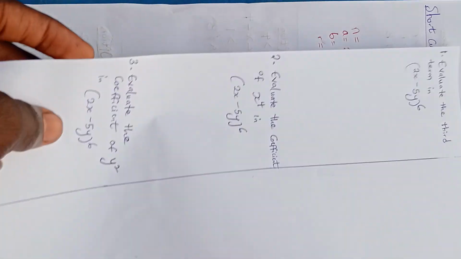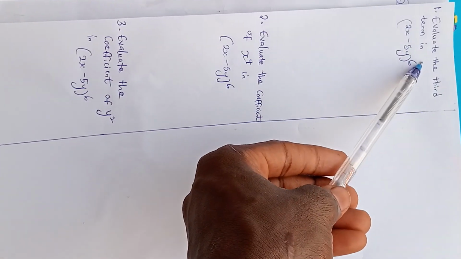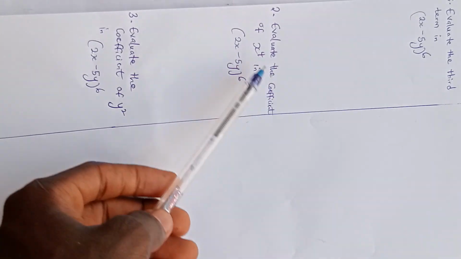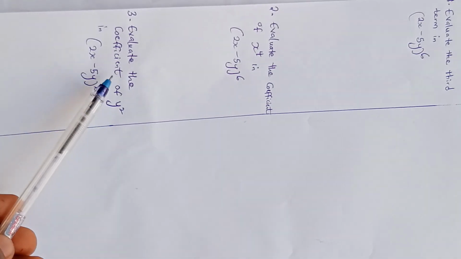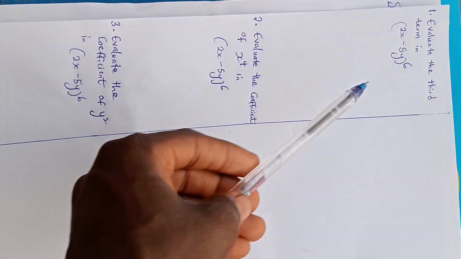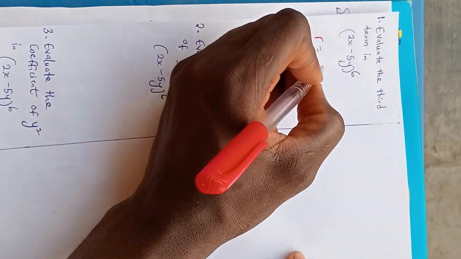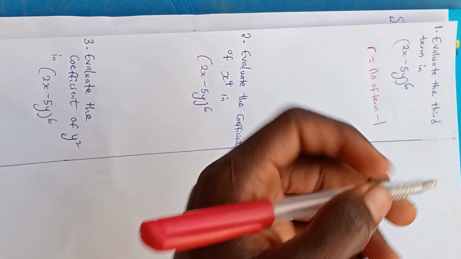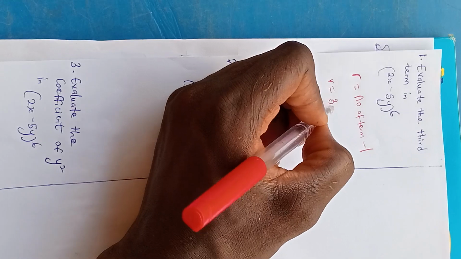They can ask you different types of questions when it comes to binomial. They can say evaluate the third term. They can ask you for a particular term in the expansion. They can also ask you the coefficient of the x component, in this case x raised to the power of 4. They can also ask you the coefficient of the y component, in this case y squared. All these have their own special r, and you must know how to get it. For the term question, r is the number of the term minus 1. Here the term asked is the third term, so your r is going to be 3 minus 1.